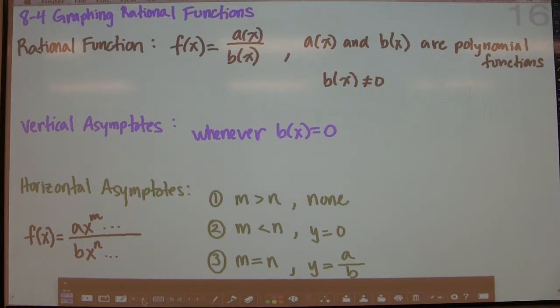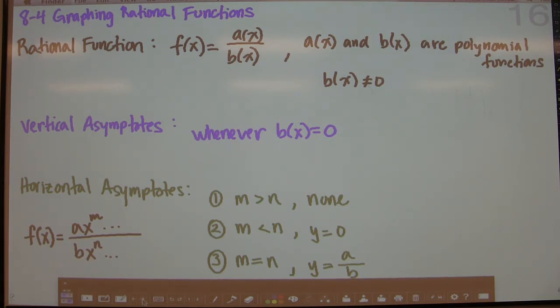Hello, this is an Algebra 2 video. It is Chapter 8, Section 4, and we're going to continue in the graphing. We were graphing reciprocal functions in the last section, and so in this section we're going to graduate a little bit to graphing rational functions.